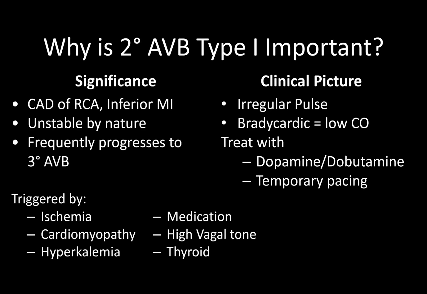So why is the second degree AV block type 1 so important to know and understand? Well, it's never normal. You're not supposed to be in that rhythm, so it only occurs in situations where there's something wrong or something's changed about your heart. A heart attack, specifically inferior MI, and that's going to be your right coronary artery is the one that we're looking at there. It's highly likely, especially if this is new onset, that it's due to something like that.